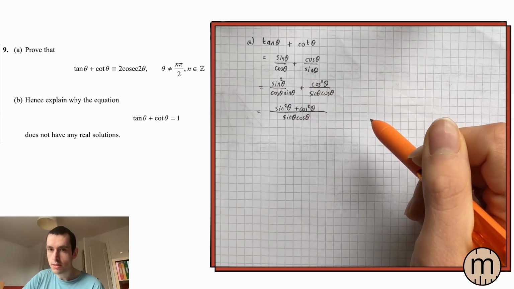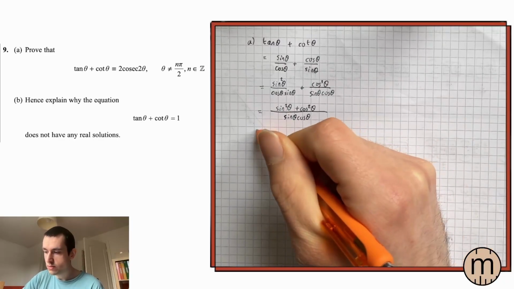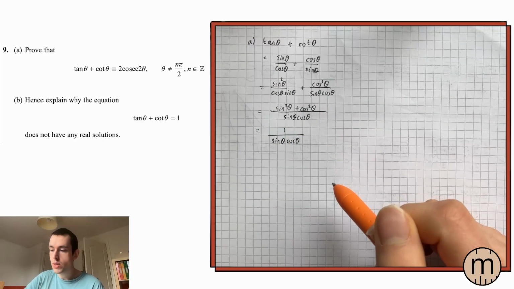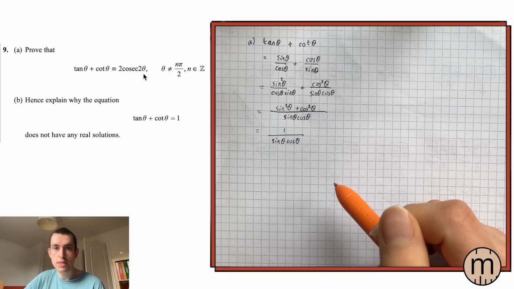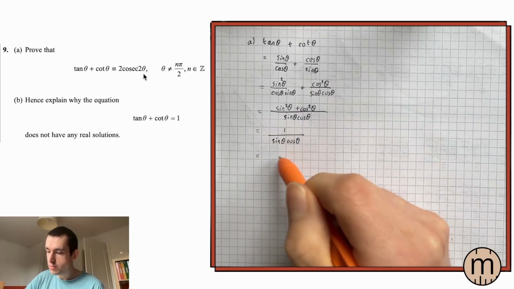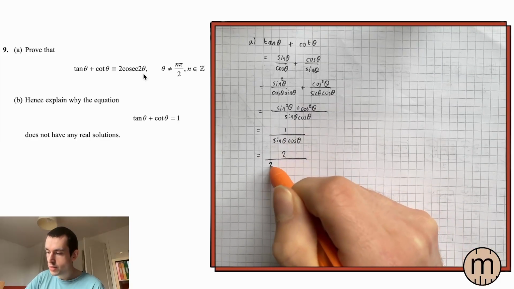Are you seeing what I'm seeing? Sine squared plus cos squared, we know that's 1. At this stage, I'd be looking back to the question and seeing if I'm heading in the right direction. The question has 2 cosec 2 theta. So there's going to be a 2 theta. There's going to be a double angle formula in here. So what I'm going to do is times by 2, numerator and denominator.